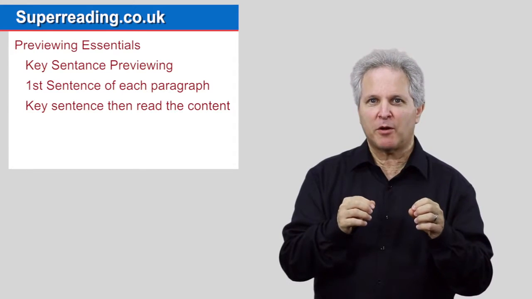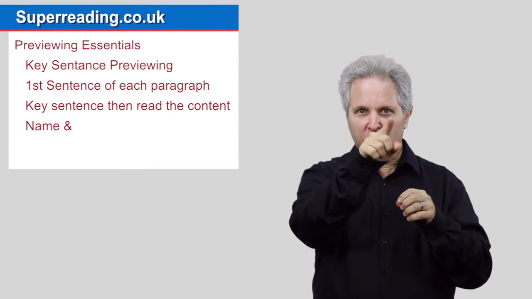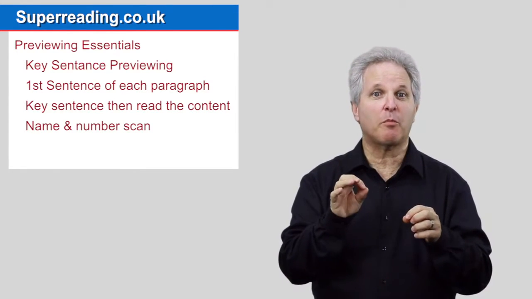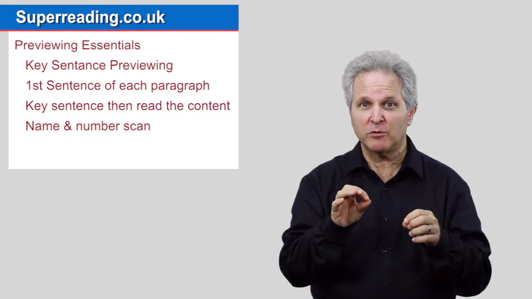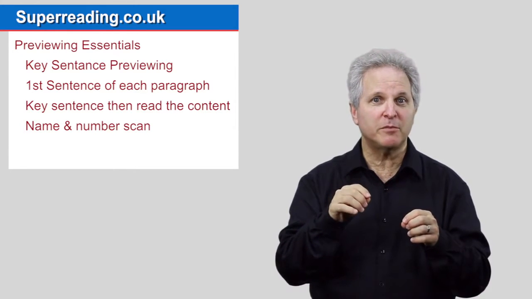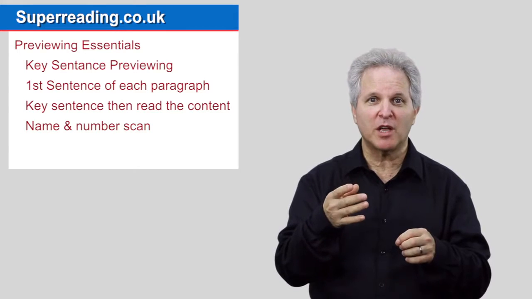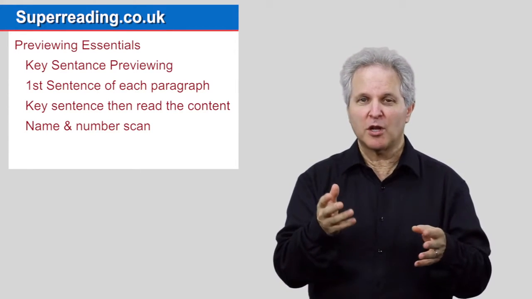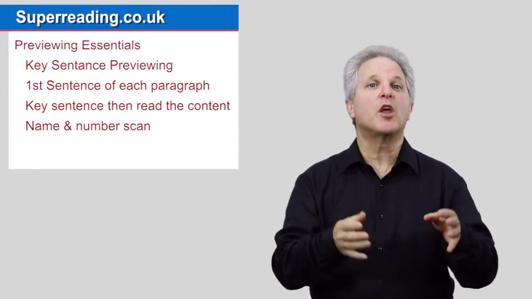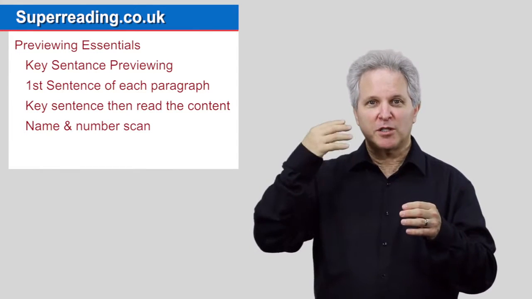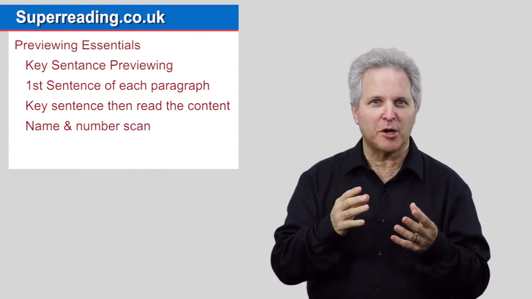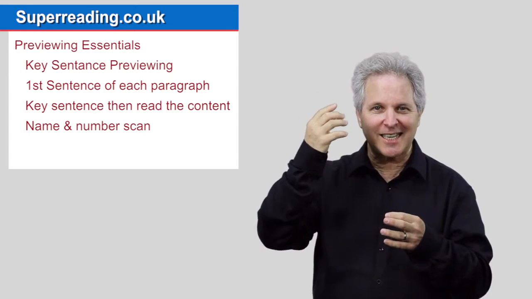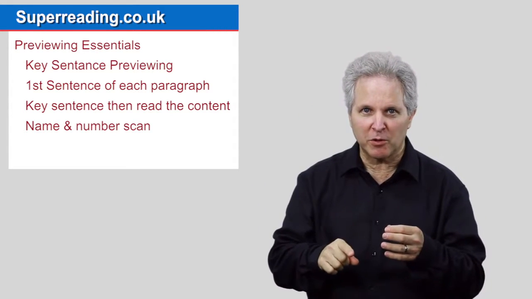Now let's talk about name and number scan. This is where you're scanning down the page looking for proper names, like proper nouns, like place names, cities, people's names, and numerals. The numerals tend to jump out at you. When you come to one of these, simply dwell on it for a couple of seconds, sort of let it sink in, and then move on to the next one.